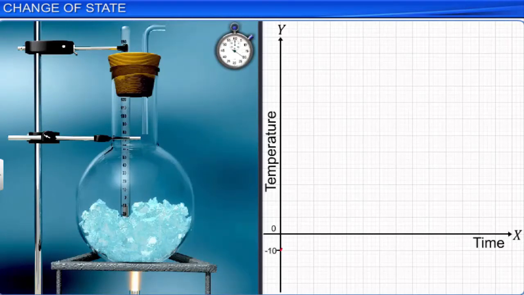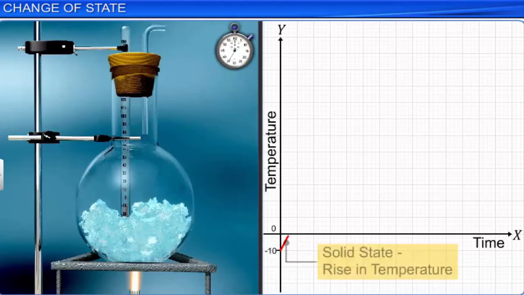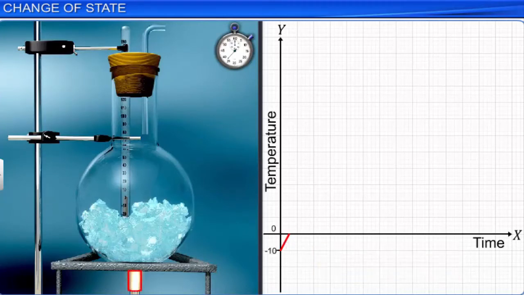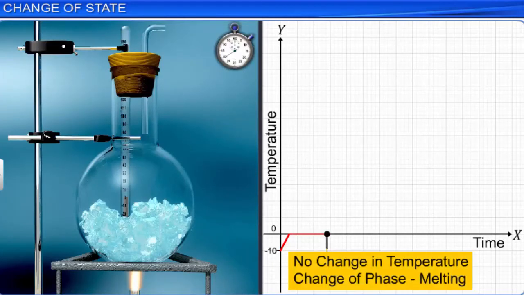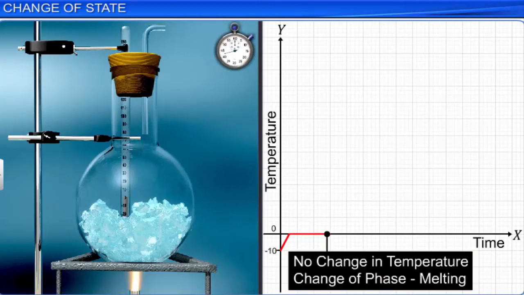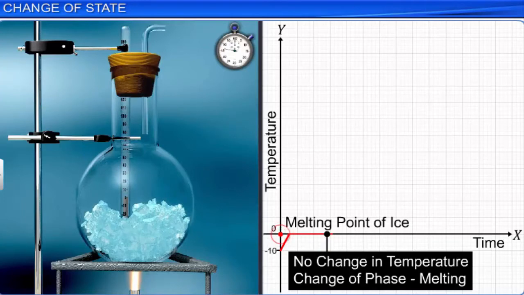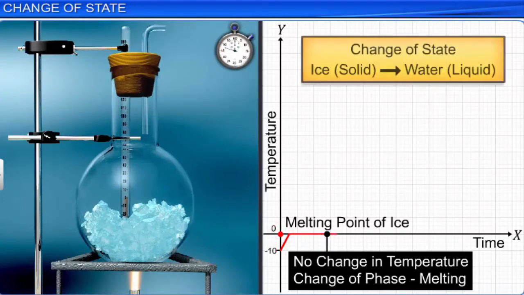Initially, we observe a rise in the temperature of the ice as it absorbs heat energy. This continues till the ice attains a temperature of 0 degrees Celsius. If we continue heating the flask, strangely, we don't observe any rise in the temperature in the ice cubes. But we can observe some of the ice cubes melting. This indicates the change of state of ice to water.